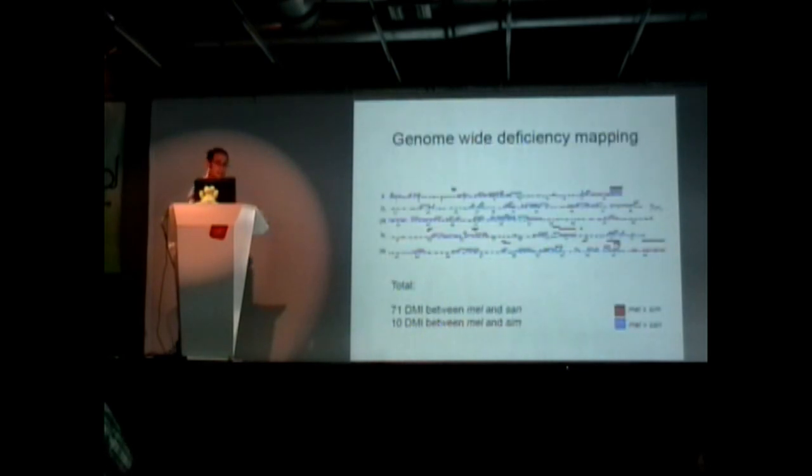I know that this is a busy slide, but I just haven't found a better way to present it. We covered the whole genome using this technique. The blue bars represent alleles that cause hybrid inviability in the santomea and melanogaster cross, and red bars represent alleles that cause hybrid inviability in the melanogaster and simulans cross. As you can tell, there are many more blue bars than red bars. To be more precise, there are 71 loci that cause hybrid inviability between melanogaster and santomea, and 10 loci that cause hybrid inviability between melanogaster and simulans. You can tell that the more recent cross has way fewer hybrid inviability loci.